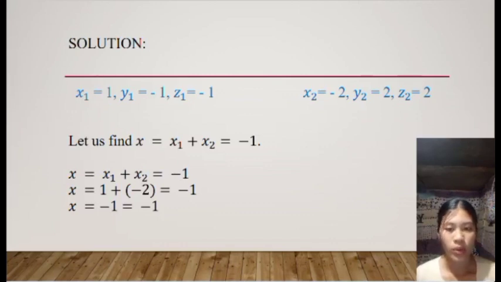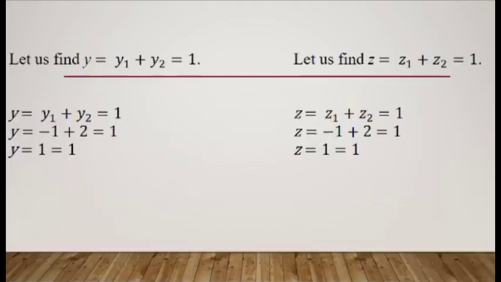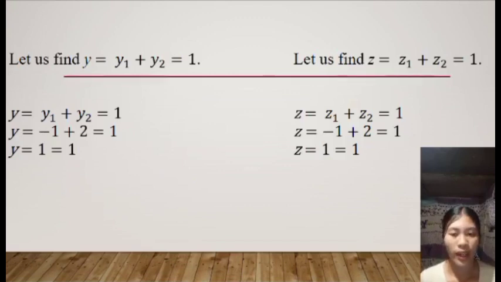So we are going to substitute the values of our x sub 1 and x sub 2. So we have x equals 1 plus negative 2 equals negative 1. So since 1 plus negative 2 equals negative 1, we have x equals negative 1 and it equals negative 1. So they are equal.